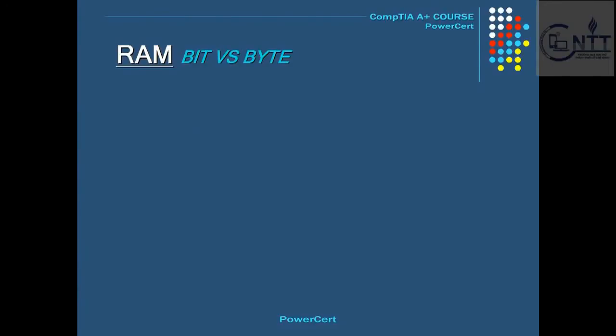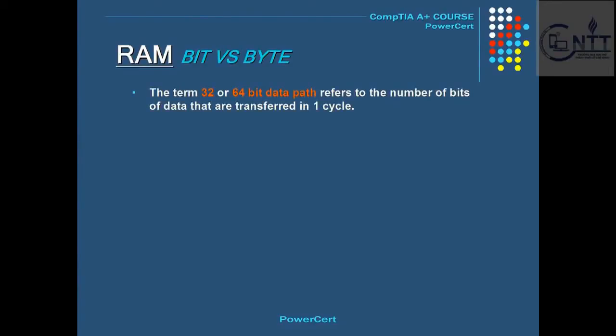Now the term 32 or 64-bit data path refers to the number of bits of data that are transferred in one cycle. The more bits that are transferred in one cycle, the faster the computer will be. A single bit, or 1 bit, of data is the smallest form of data that the computer reads, because in the computing world, a computer only understands ones and zeros, which is represented by a single bit of data.